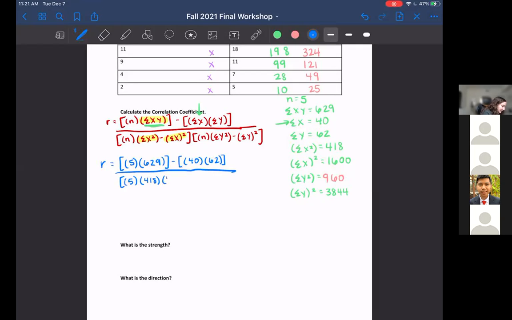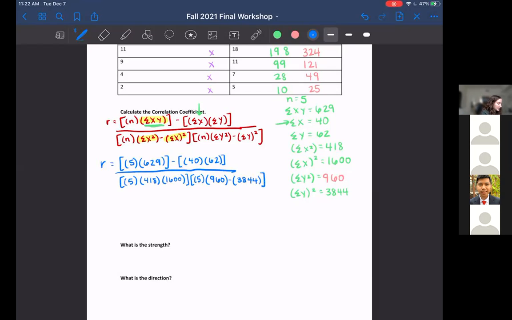16,000. Yes, 1600. Okay. And our n was 5. So what is the sum of y squared in parentheses? 960. Yes, perfect. 960. And what about the sum of y in parentheses squared? 3844. Yes, good. 3844. Thank you.